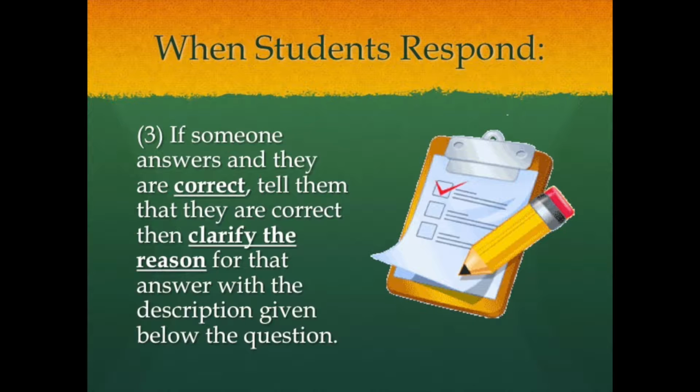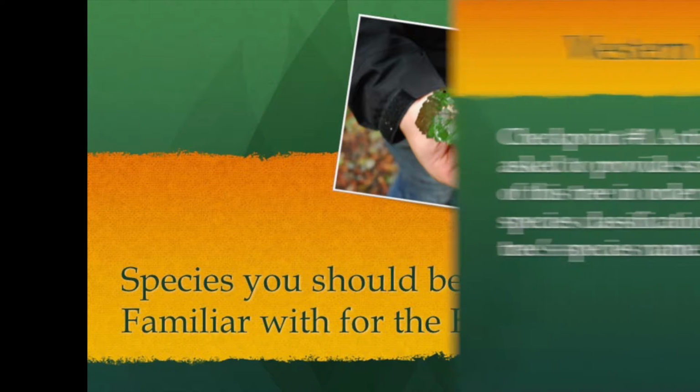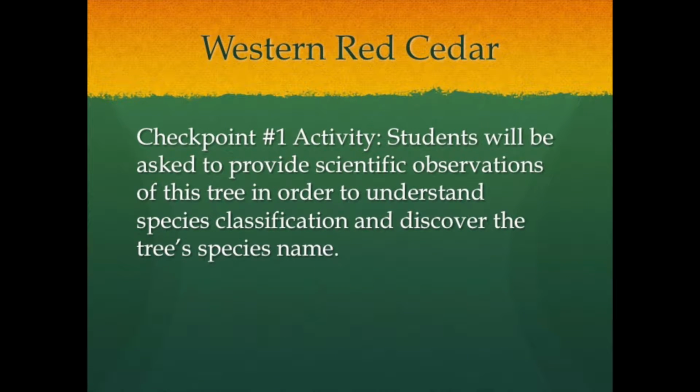below the question. Here are some species and species interactions that you should be familiar with before you go on your hike. First is the western red cedar. This is checkpoint 1. Here, students will be asked to provide scientific observations of this tree in order to understand species classification and discover the tree's species name.